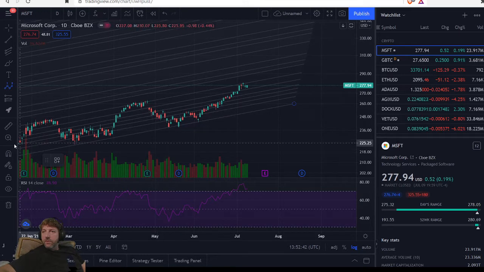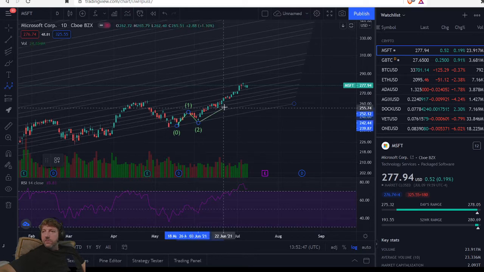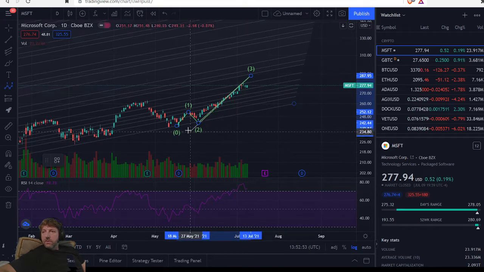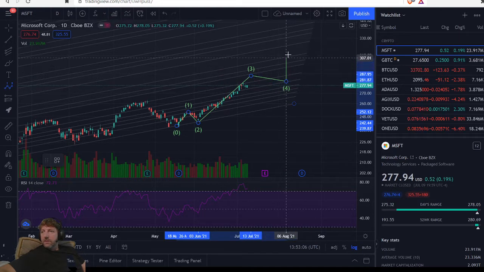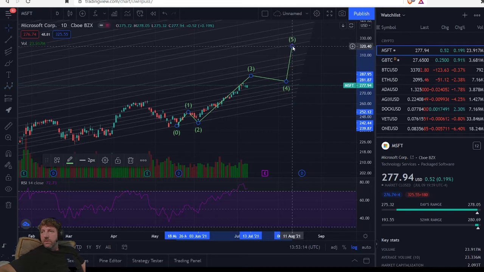I think that we're about to come out of this channel pattern. I see a 1, 2, and I think 3 is going to come up to here. Because this was a steep wave, I think we're going to have a shallow wave, possibly. Then we're going to have our fifth wave move up to about 320. Something like that. I think this is what we're going to see.